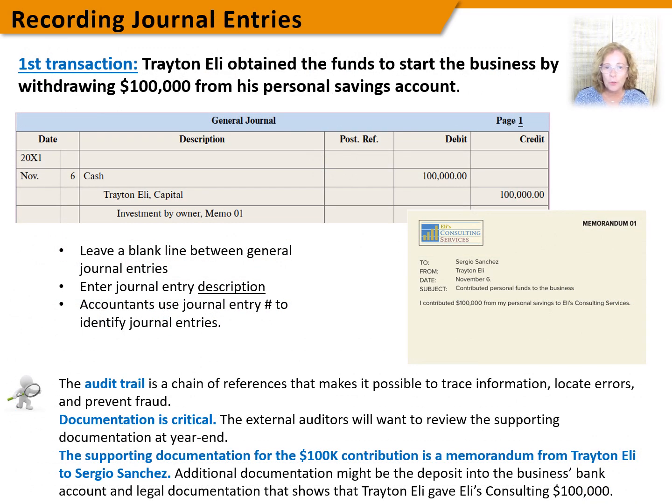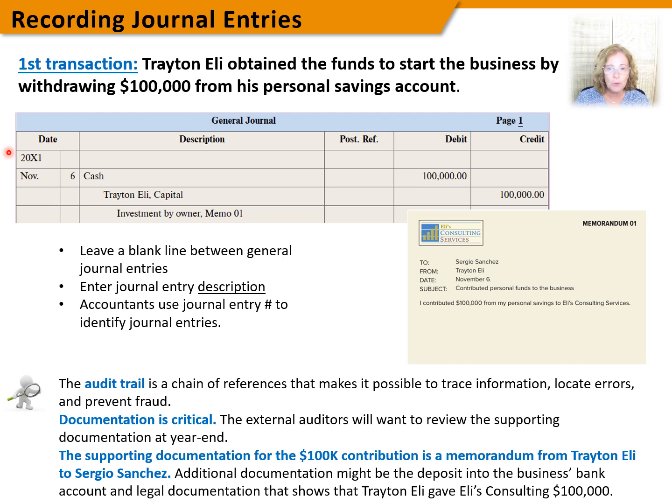We'll now record the journal entries for Eli's consulting step by step. For the first transaction, Trayton Eli obtained the funds to start the business by withdrawing $100,000 from his personal savings account. To start the journal entry, leave a blank line between general journal entries. Some accountants use this blank line to number each general journal entry.